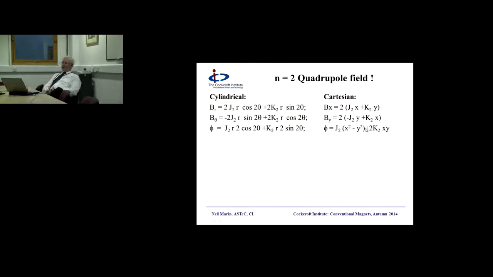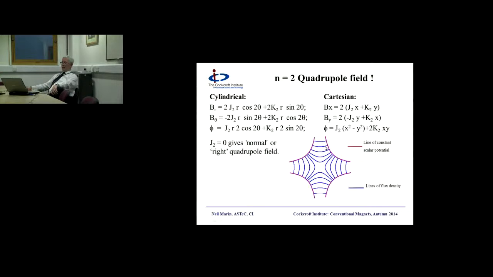So n equals 2 defines a quadrupole field. And here again are the equations for Bx and By in Cartesian coordinates. Here's the equation for the scalar potential. And J2 equals 0 describes a normal or upright quadrupole. This is the thing that we've already talked about. Here's the poles, here's the lines of flux density in blue, the lines of constant scalar potential just about red. Yes, they can be seen to be red.